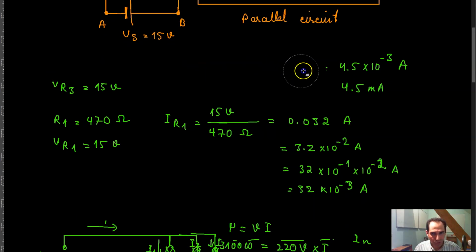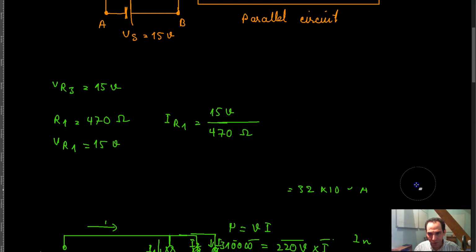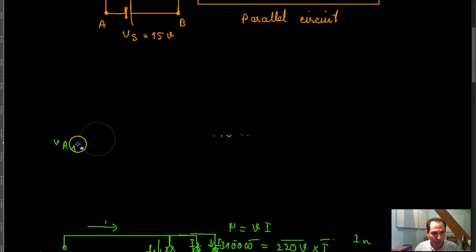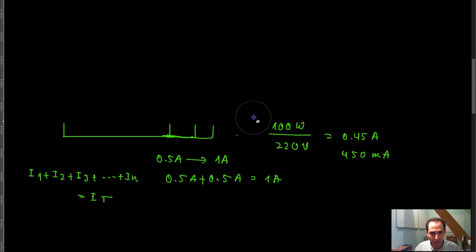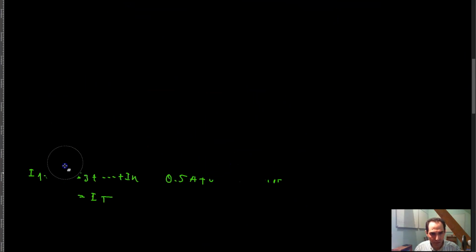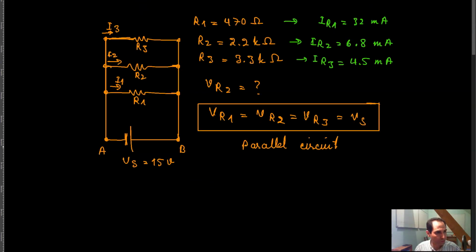Now what's important here is that the experiment I wanted to do is that now you know the current going through each of those branches, meaning that through this branch, for example, 32 milliamps of current is flowing, and so on and so forth.